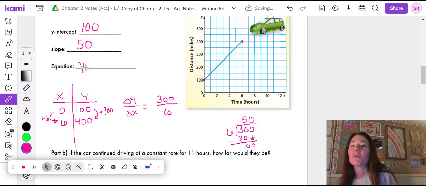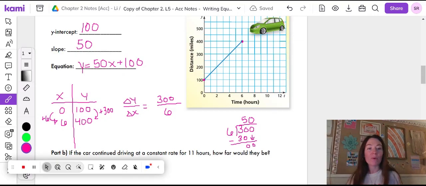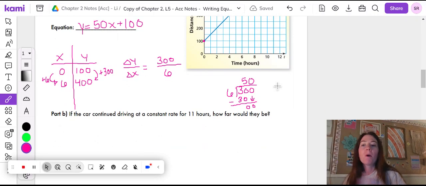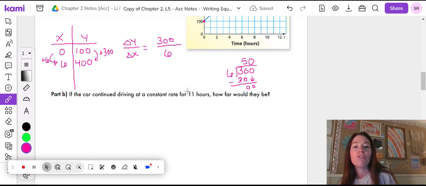Finally, my equation would be y equals 50x plus 100. It makes sense because my line is going up, so I would have a positive slope here. All I did was replace m with the number 50 and replace b with the number 100. For part B, it says if the car continued driving at a constant rate for 11 hours, how far would they be?